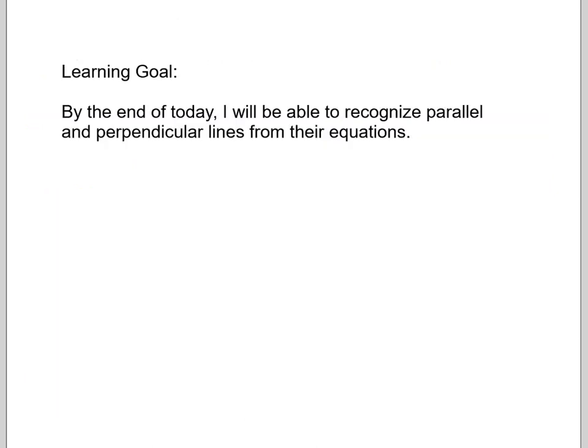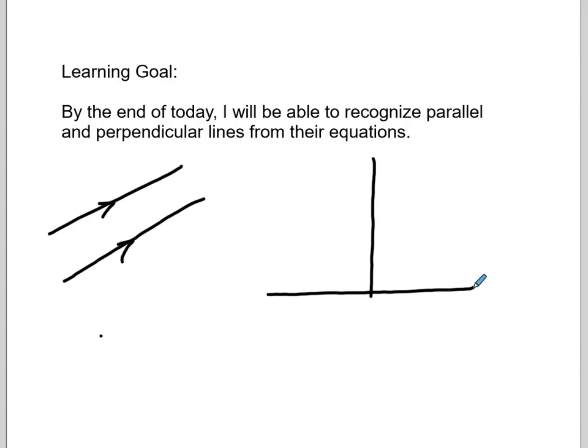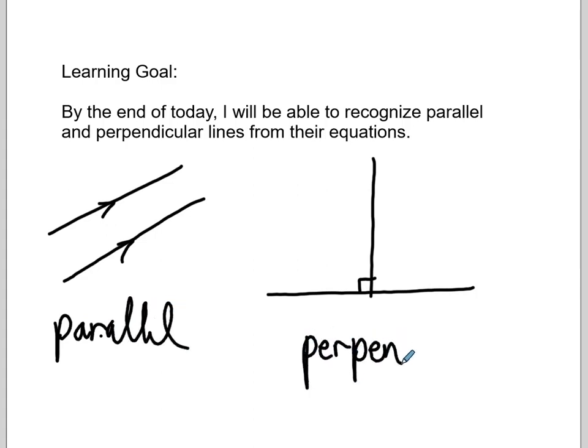Okay, so by the end of today, I want to be able to recognize parallel and perpendicular lines from their equations. Okay, and there's some properties of parallel and perpendicular lines that we want to recognize. So just for clarity, parallel is like train tracks. You may have seen this in geometry somewhere. They have little arrows to show those are parallel. And perpendicular is when two lines meet at right angles. So those are your definitions. Parallel and perpendicular. Okay, so that's what we're going to be looking at today.